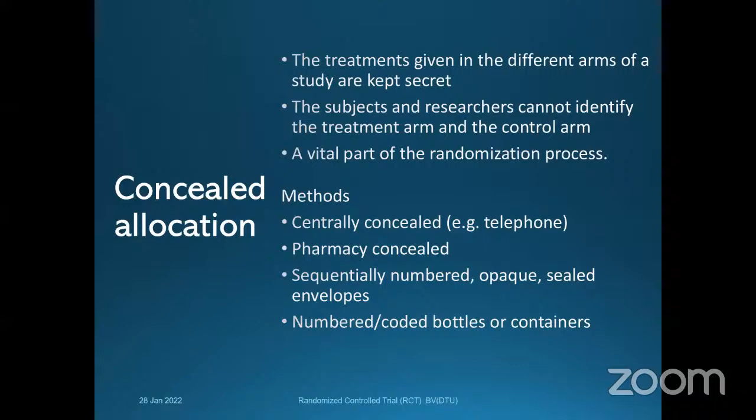How do you do it? Centrally concealed, telephone, pharmacy concealed. We don't know what is there in packet A, packet B. And centrally, if they say you allot to number one treatment, number two treatment, we don't know what is there in the treatment. Sequentially numbered, opaque, sealed envelopes can be used. Numbered coded bottles or containers can be used. So concealed allocation will be done with your own methods.